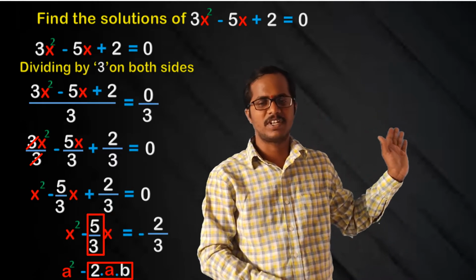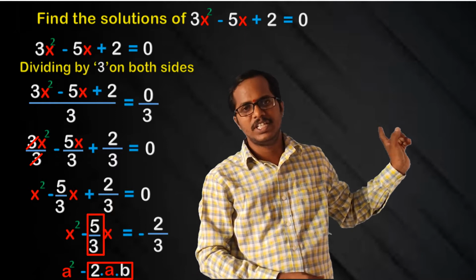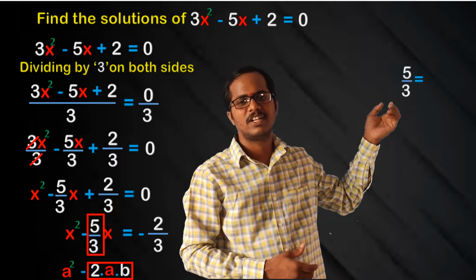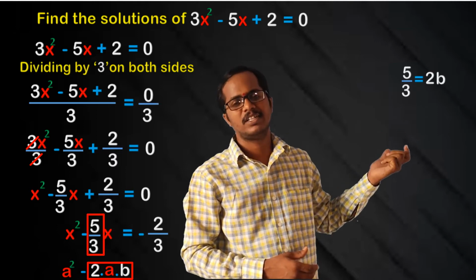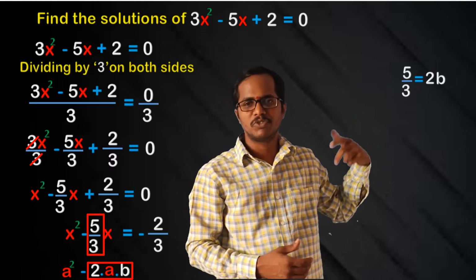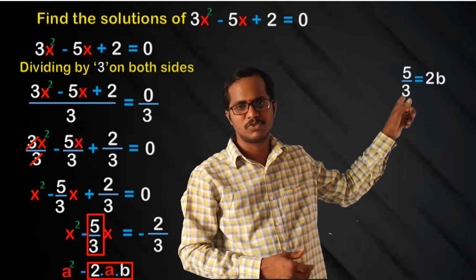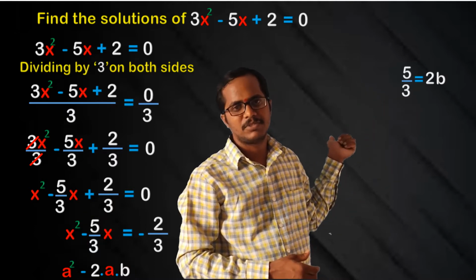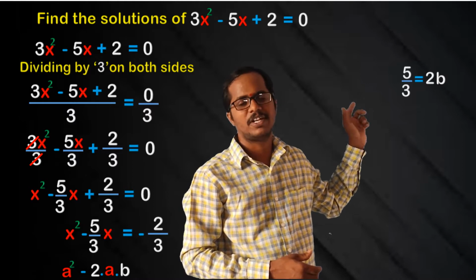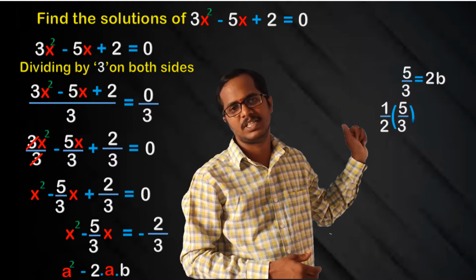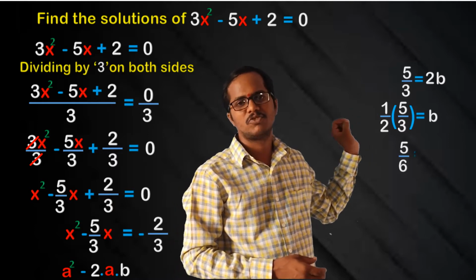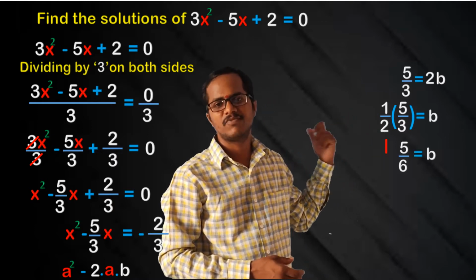So let us do some rough work here. What we have to do here, we have to express the number 5 by 3 in the form of 2b. Now using this I am going to find the term which should be added on both sides. So if I transpose this 2 to the left hand side, the 2 is multiplying here, and if it comes to the left hand side, it becomes divided. So we get 1 by 2 into 5 by 3, which is equals to 5 by 6 equals to b. So here we get b as 5 by 6.